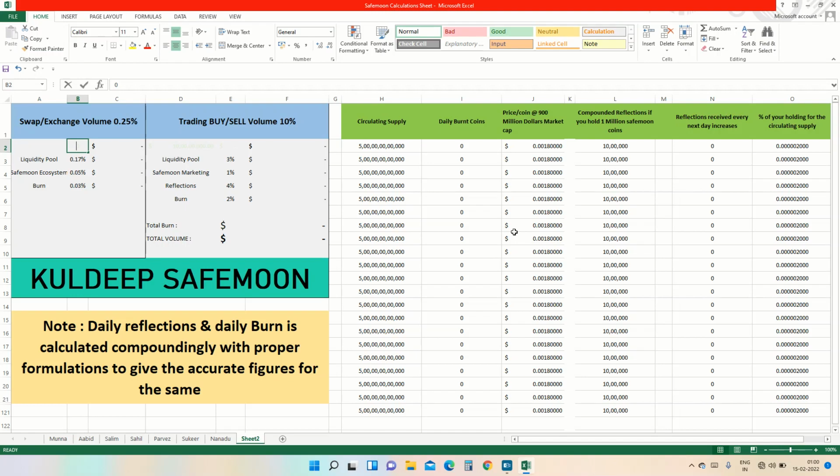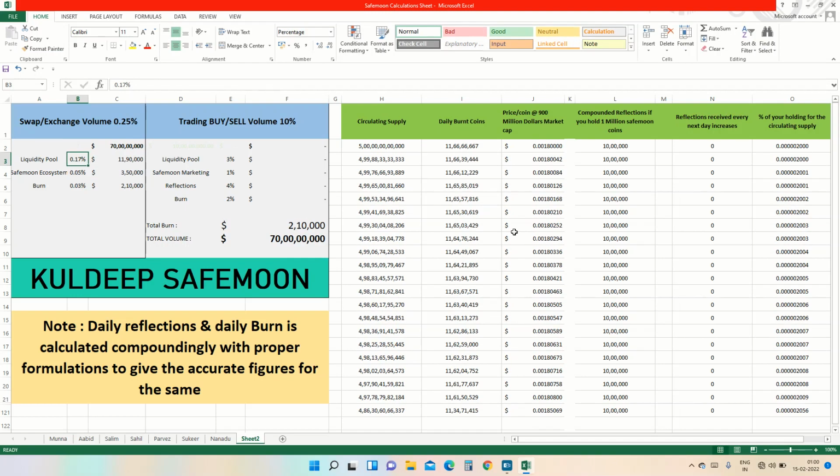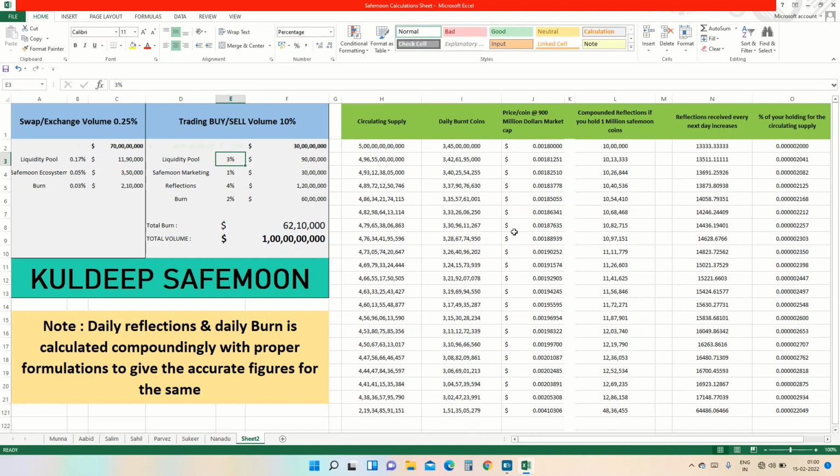Let's say we have $700 million of swap and exchange volume out of $1 billion total volume, and $300 million of trading volume out of $1 billion total volume. Please don't get confused. The total burn obtained from the trading section is $6 million, and from the swap and exchange volume section, $210,000. So the total burn is around $6.21 million.